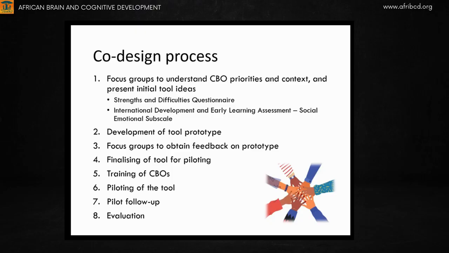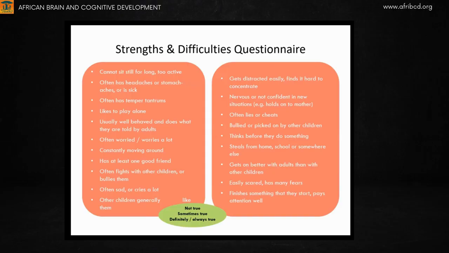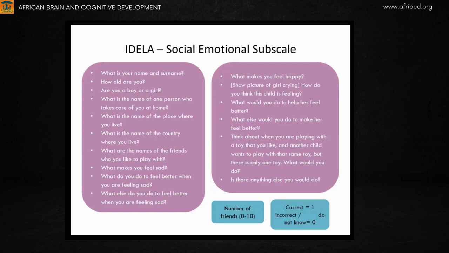October, and then evaluate. So I'm sure many of you are familiar with the Strengths and Difficulties Questionnaire, so I'm not going to go through it in a lot of detail, but these are questions asked to the caregiver about the child, and then the IDELA social emotional subscale is asked to the child themselves. And for these questions, if you may not be familiar with them, it's not so much about the actual answer. The Strengths and Difficulties Questionnaire asks them to give a response on a Likert scale, whereas the IDELA social emotional questions are more, is the child able to give an appropriate answer?